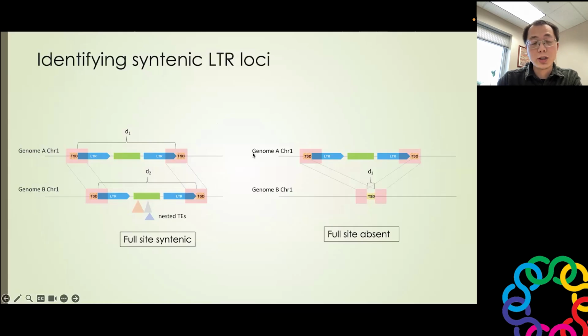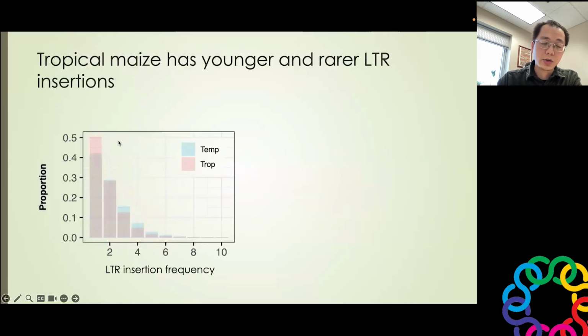Well, this is very hugely simplified. We have 50,000 LTRs and 26 maize genomes. We need to calculate the pairwise presence and absence variation, lots of compute, and then condense it into this diagram. This is the insertion frequency counting from 1 to 10. And I dropped the number of tropical genomes to 10 to match the temperate maize genome number. And the y-axis is the proportion of TEs at such a frequency.